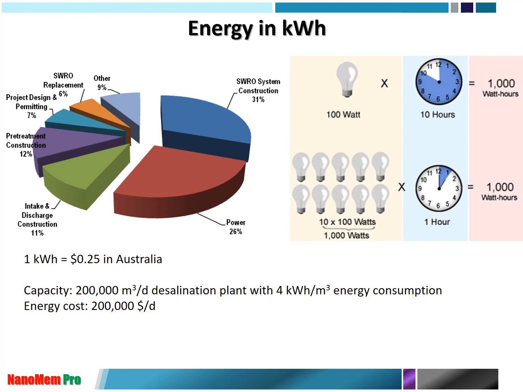So when you look at a more detailed cost comparison, in Australia we have $0.25 per 1 kilowatt hour. Take a 200,000 cubic meter per day desalination plant with 4 kilowatt hour per cubic meter energy consumption. The energy cost is almost more than $200,000 every day. Therefore, when you consider 1 year, you need to think about your operating cost: multi-million dollars are required to produce the desalinated water.